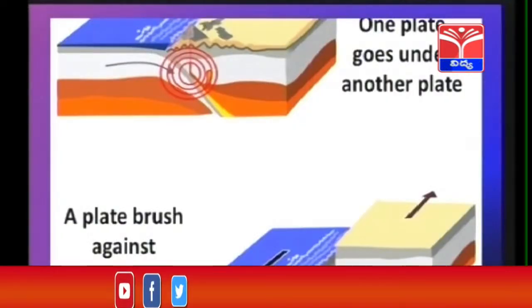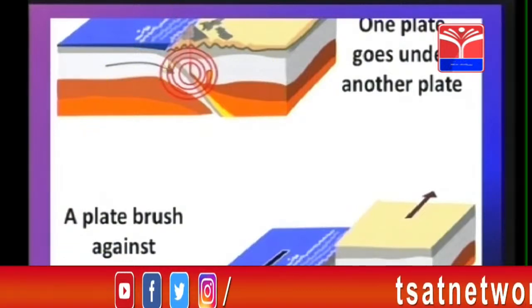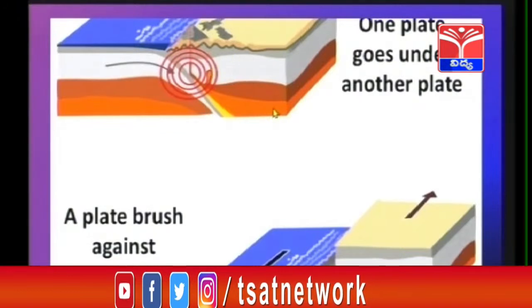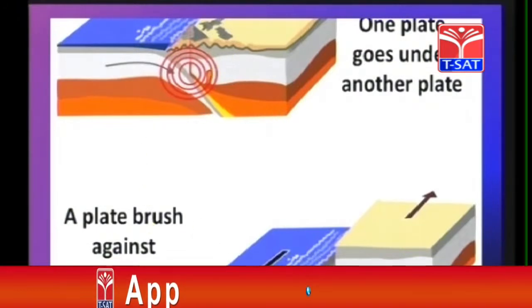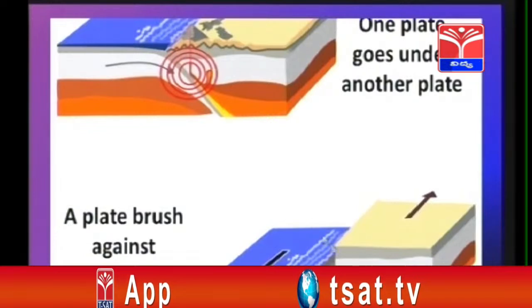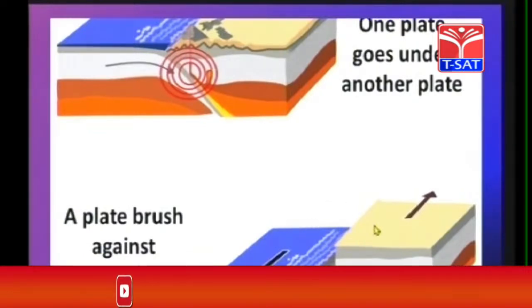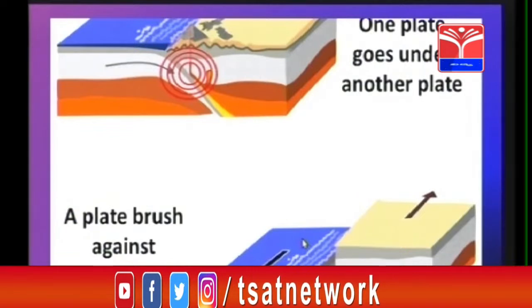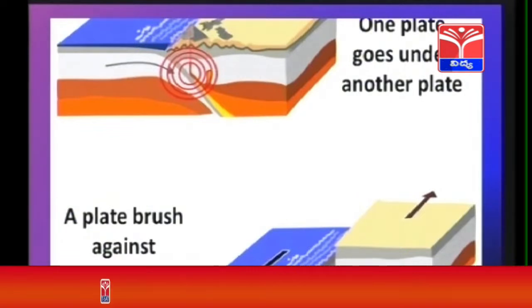Now you can see these are the different layers present in the earth's crust. One plate can go above another plate, or one plate can brush against another plate like this, and because of this, the topmost layer of the earth's crust can tremble or shiver, causing an earthquake. I hope you understood what an earthquake is now, children.